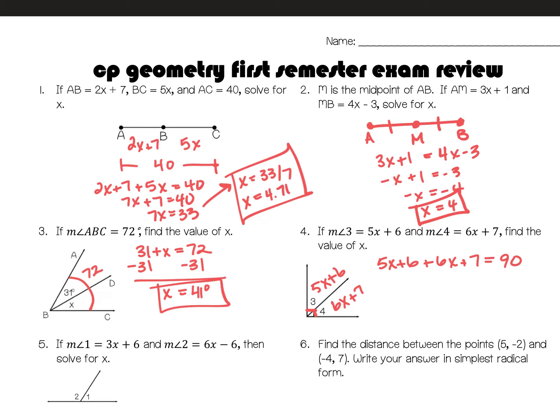So combining like terms, 5x and 6x is 11x. 6 and 7 is 13. Subtract 13 and divide by 11, giving us x is 7.